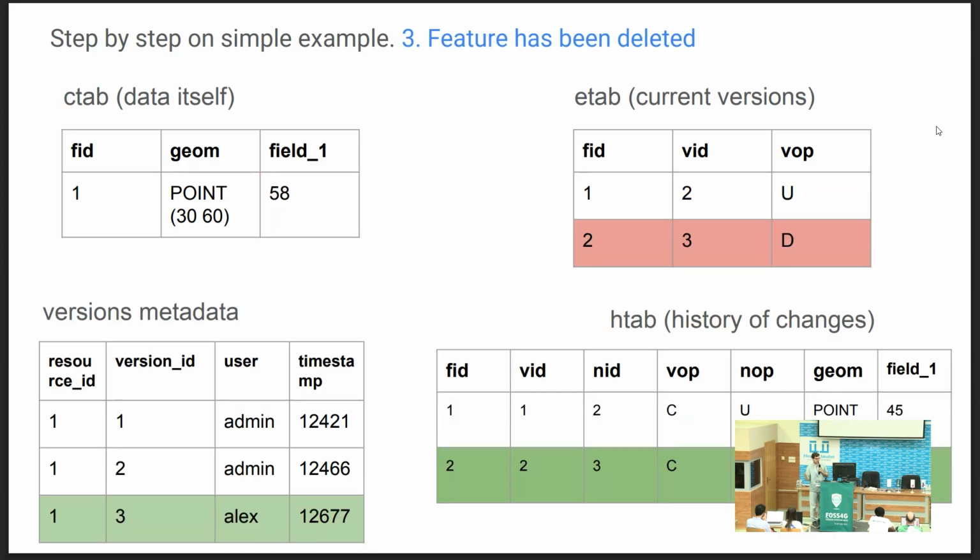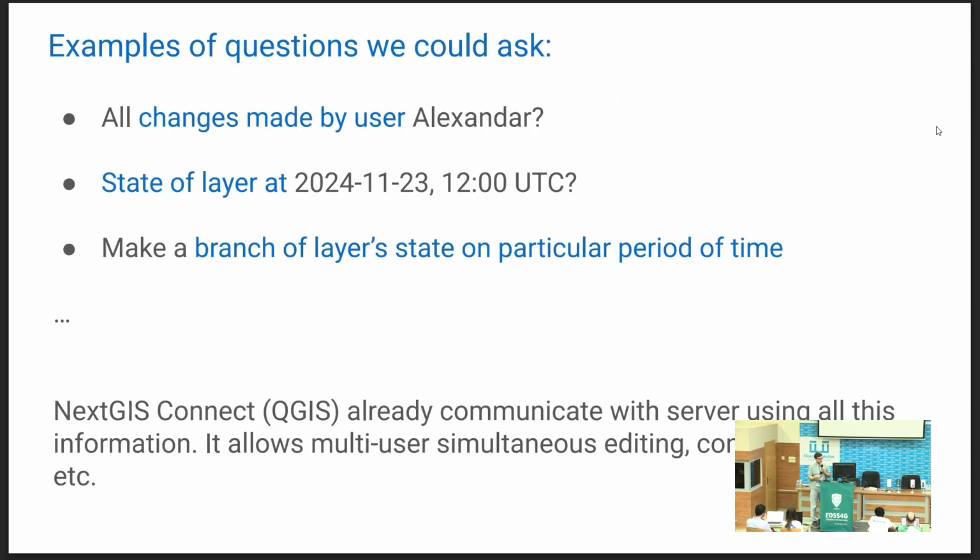Another example: a feature has been deleted, so it changed its state to a new version with the delete genesis operation, with a new record in the metadata table and in the history of changes table. So we still keep the latest state of this feature in a special table, but in the data table itself there is no more of this feature. These mechanisms allow us to ask and answer questions like, I want to see all changes made by user Alexander, I want to see the state of this particular layer at this particular time, or I want to make a branch of the layer state at a particular period of time, etc.